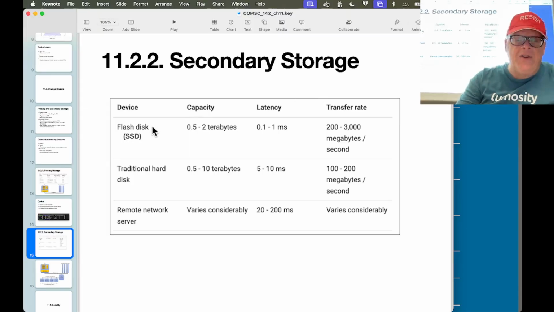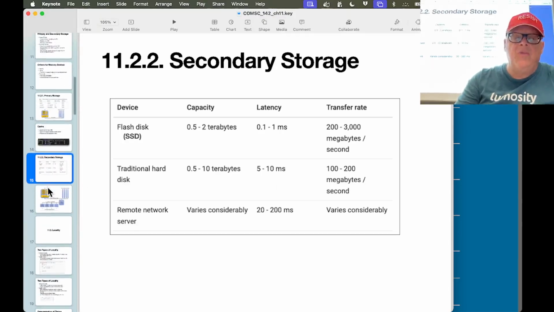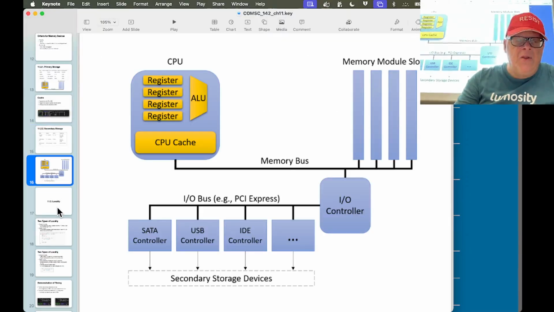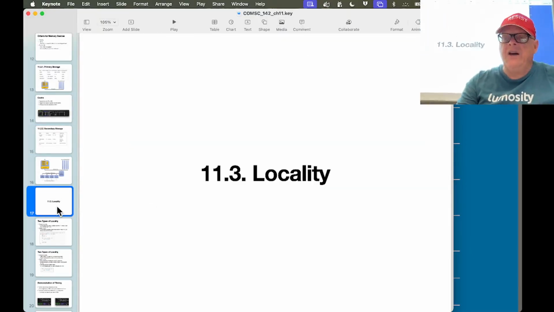And then, of course, secondary storage, SSDs, hard disk, and remote servers are, again, you see, if your flash disk is faster than your traditional hard disk, it also uses less power, but it's more expensive, so you find it in cell phones and portable devices. All right. So that's standard hardware stuff.